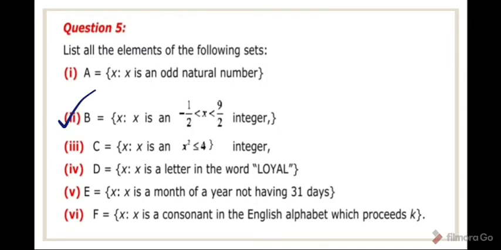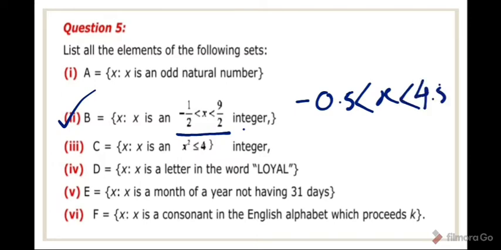Now the second part. Set B is the collection of all x, where x is an integer, and x must be between minus 1/2 and 9/2. So x has to be an integer, and x is greater than minus 1/2 and less than 9/2. This expression can be written as x greater than minus 0.5, and this 9/2 can be written as 4.5.